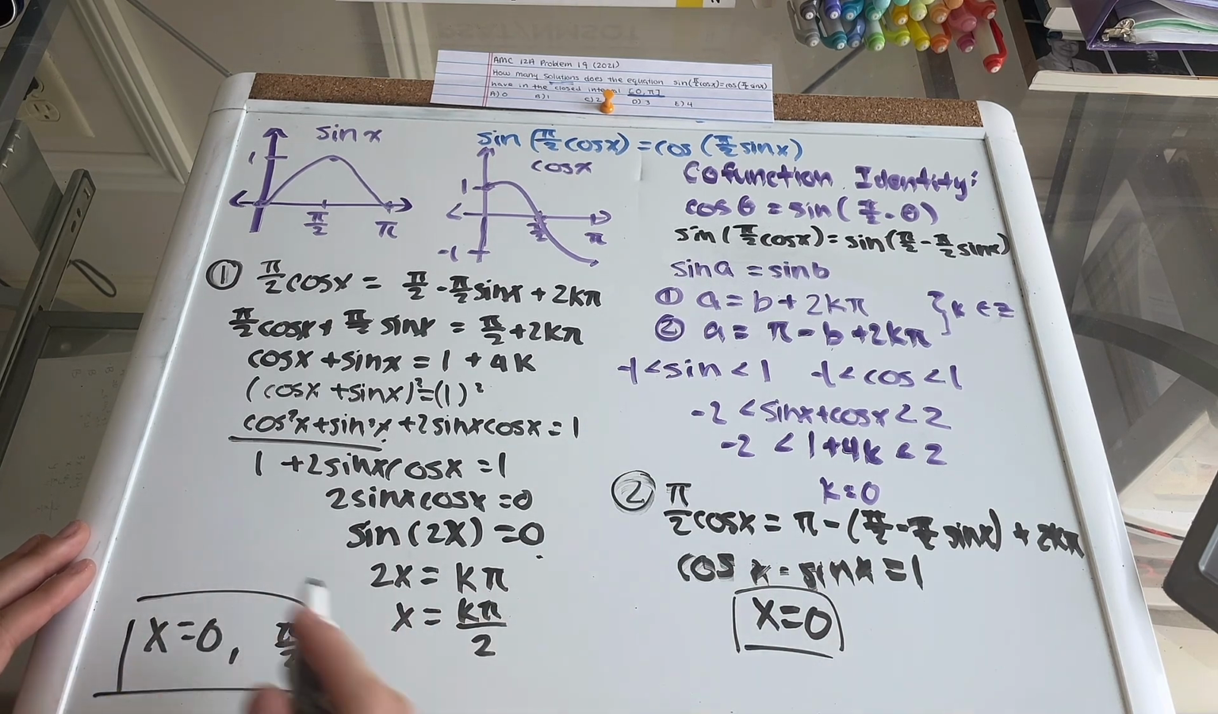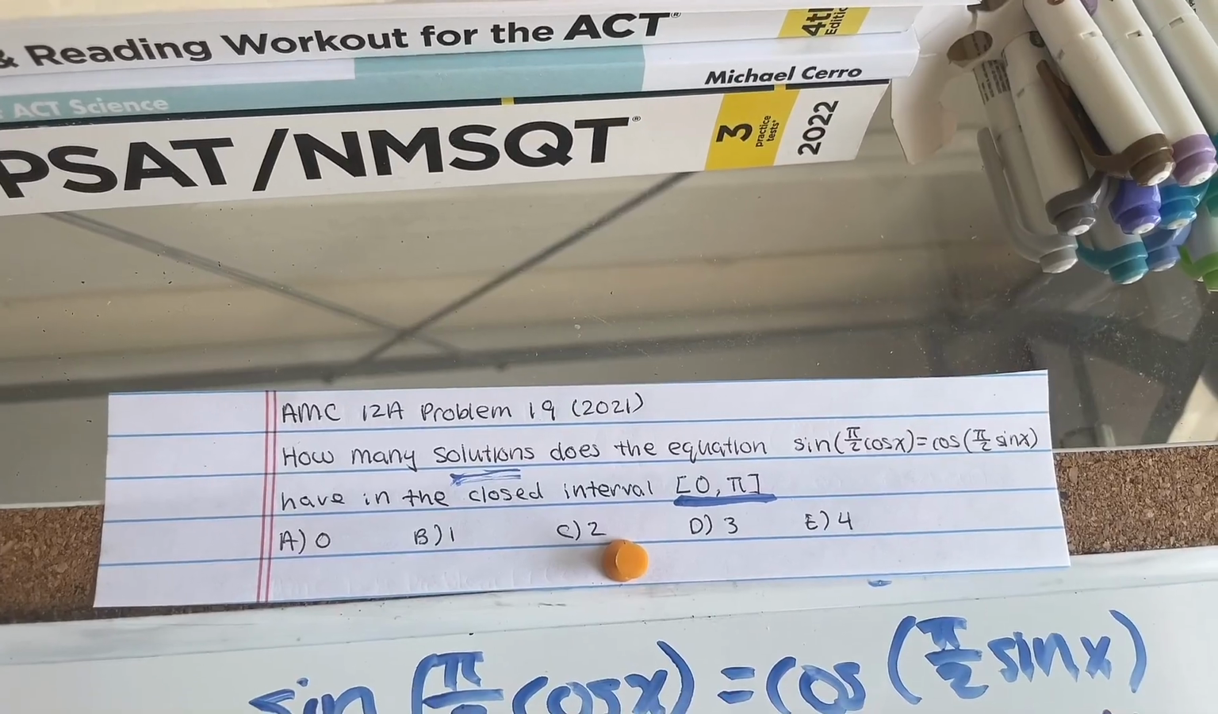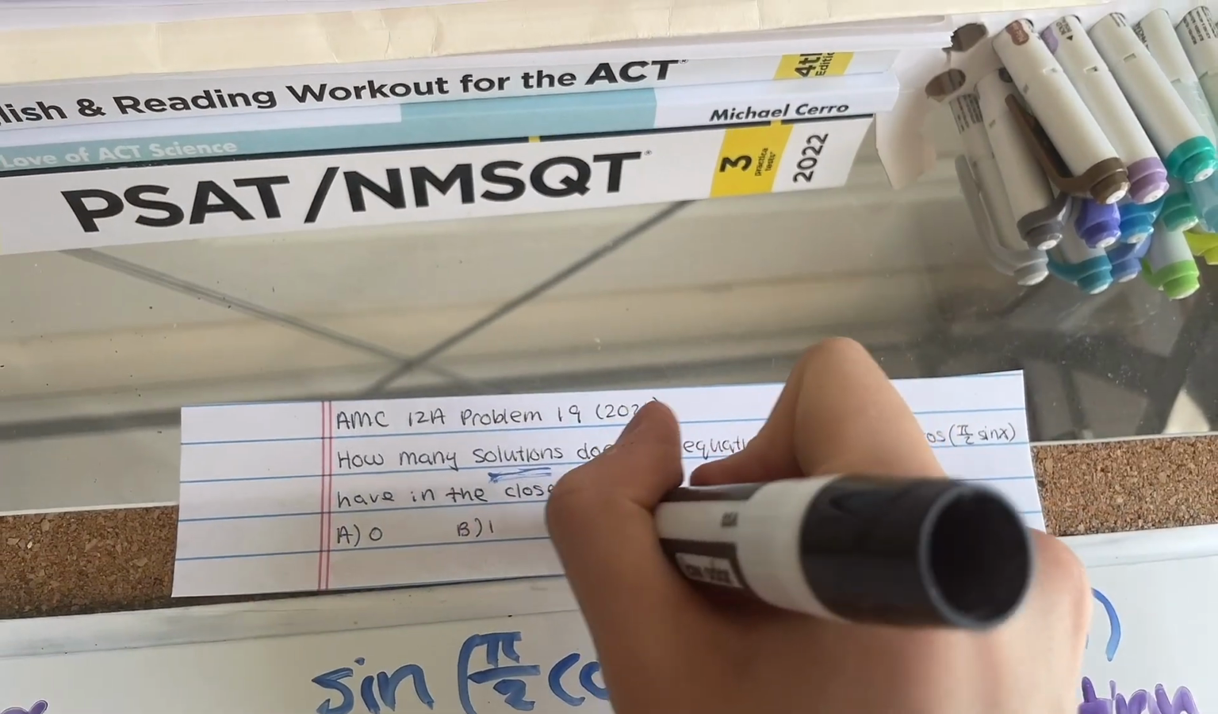Since the zeros are the same, the only two possible solutions are 0 and pi over 2. Looking at our answer choices, we can see that the answer is going to be C, 2.